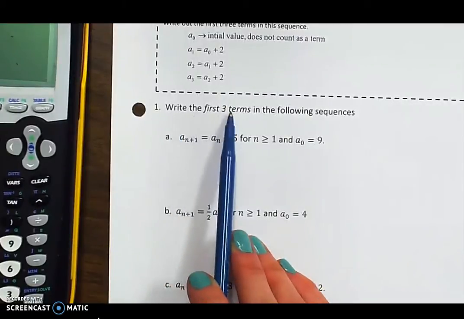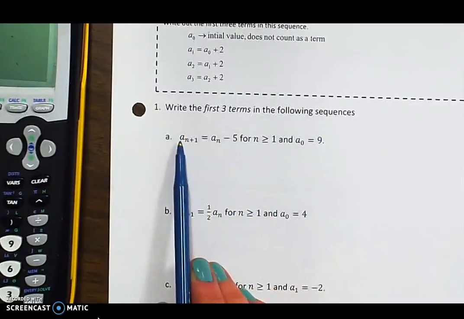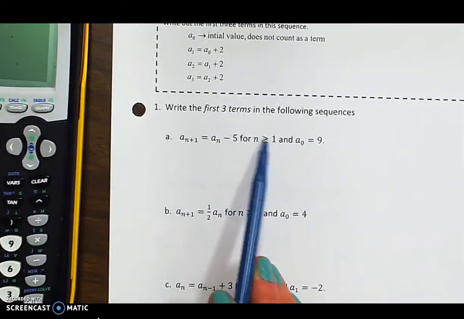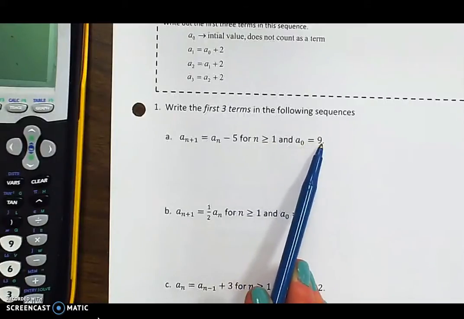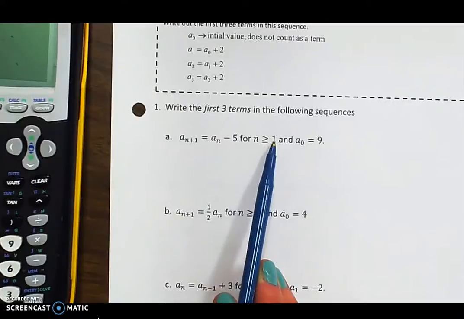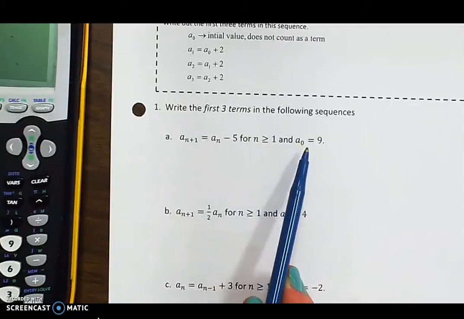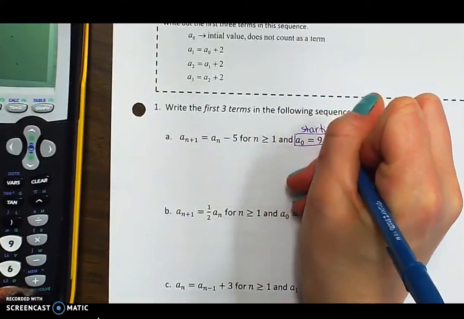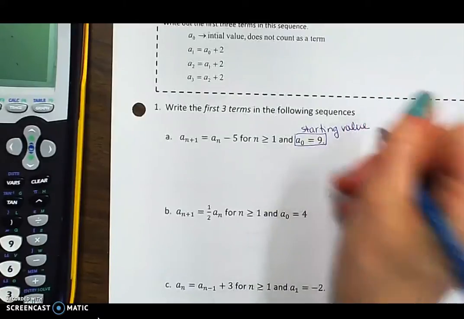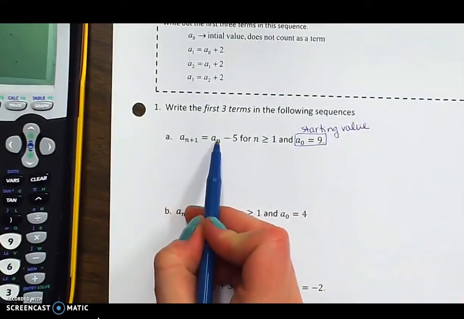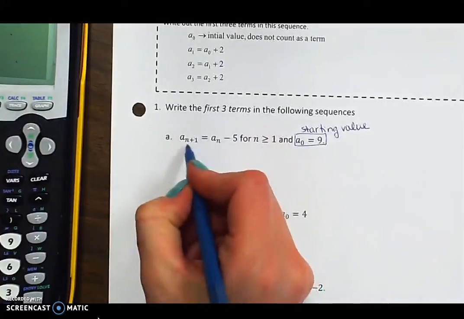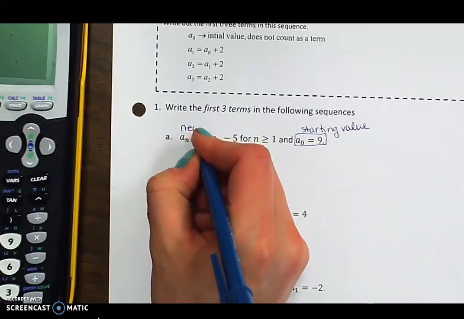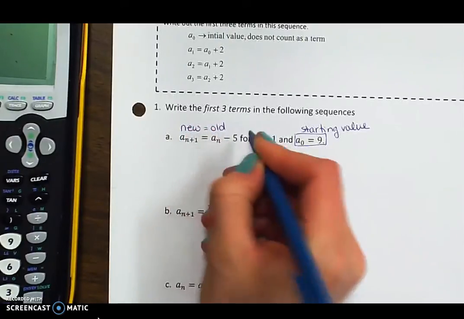It says, write out the first 3 terms in the following sequence: a sub n plus 1 equals a sub n minus 5, for n greater than or equal to 1, and a sub 0 equals 9. Now, n has to be greater than or equal to 1, so a sub 0 doesn't count, but this is going to be your starting value. We have a function and a function, so there are 2 functions here. We have to figure out which is new and which is old. This is your new function, so your new function equals the old function minus 5.